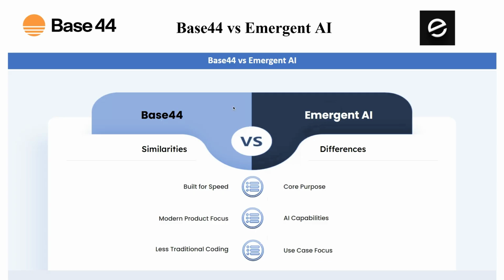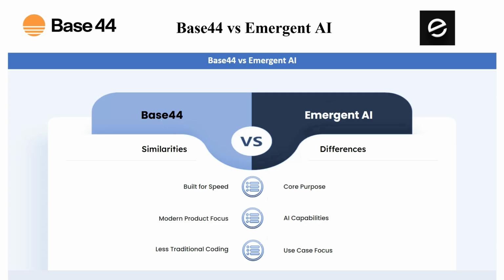Lastly, we have use case focus. Base 44 works well for general applications that need backend structure. Emergent AI is stronger when your product revolves around automation, AI logic, or intelligent systems. So if you're building a standard SaaS app, Base 44 makes sense. If you're building an AI powered platform, Emergent AI is more specialized.